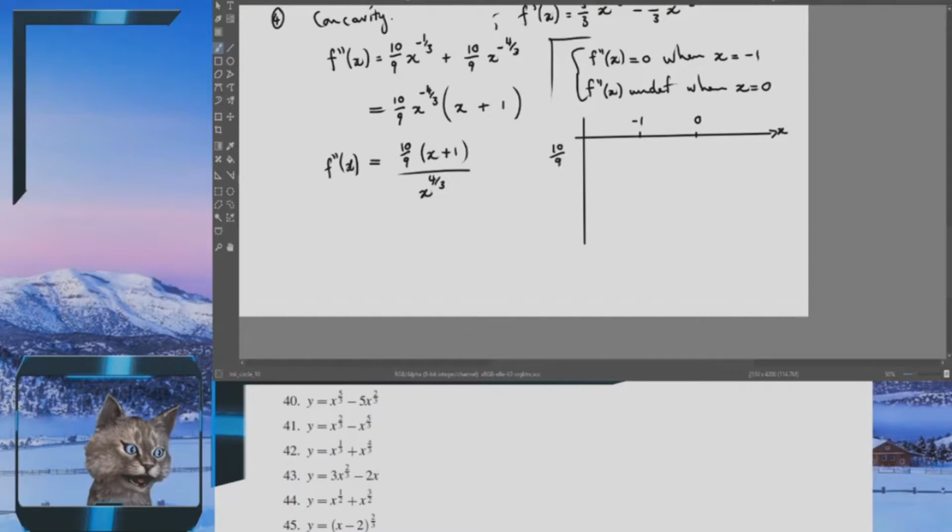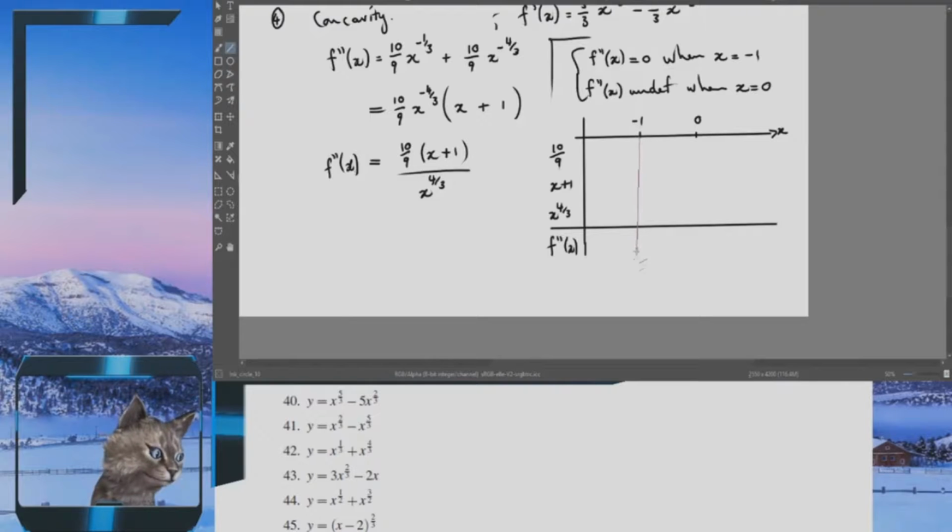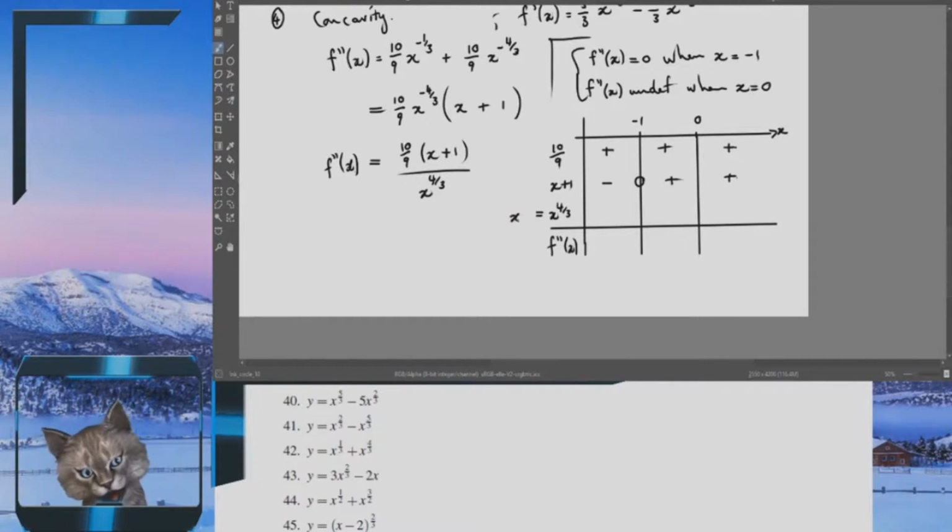Together, these pieces give me the second derivative. I think we can fit everything in. Now, 10 over 9 is always positive, positive, positive. X plus 1 is 0 when x is negative 1. It's going to go negative to positive. X to the 4 over 3, or x to the 4 cube root, is 0 when x is 0.